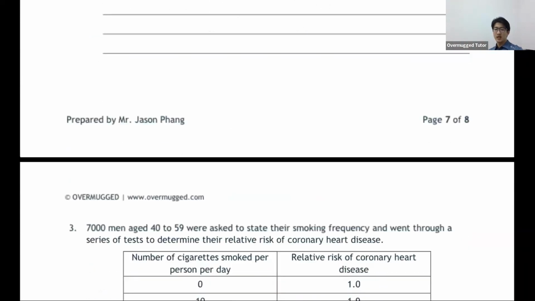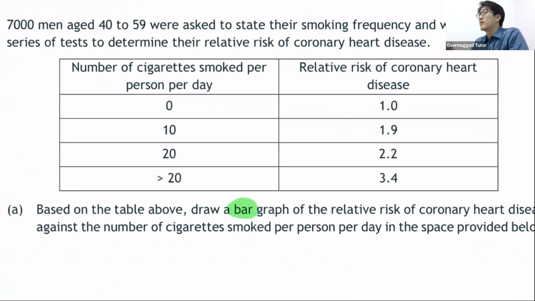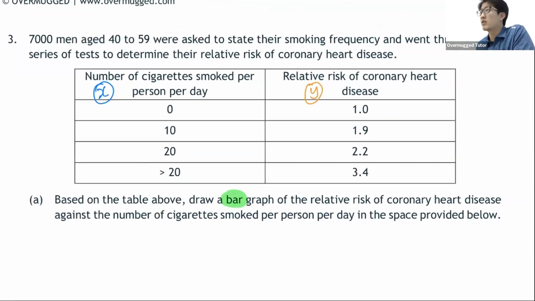For question 3, this is a bar graph. Which one is the x and y axis? No matter what kind of graph, a graph is still a graph with axes. Number of cigarettes smoked per person per day is X. Do you agree? Yes, the thing that we control is the X-axis. Well done, and therefore this is the Y-axis. Even without the bar graph, you can see the trend.